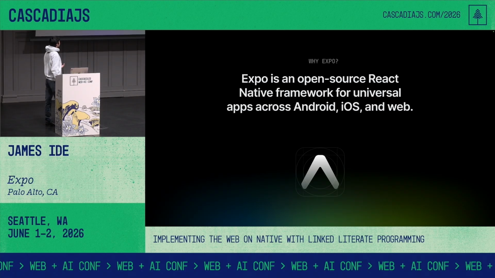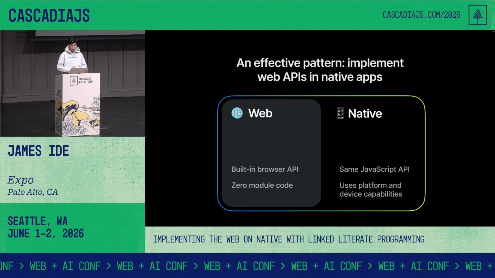Expo is an open source React Native framework for making universal apps that run across Android, iOS, web, and other platforms as well, like TV. One pattern for universal apps that we found works well often is to target the web APIs across all these platforms. On web, this means that the implementation of the API is 0. It's just there. It's built into the browser, and there's no library code to bundle or serve.